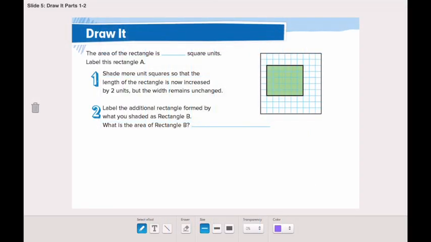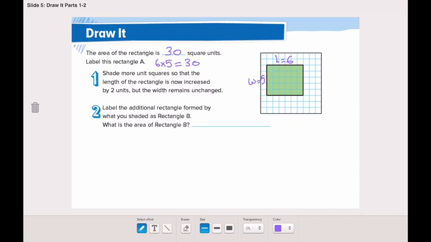First, let's calculate the area of this rectangle. We read that the length is 6 and the width is 5. So how can we calculate the area? 6 multiplied by 5 equals, yes, 30. So the area of the rectangle is 30 square units. Now we will label this rectangle A. So this is A, rectangle A.